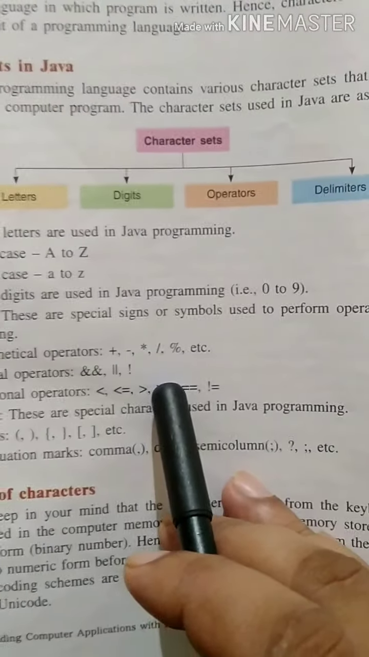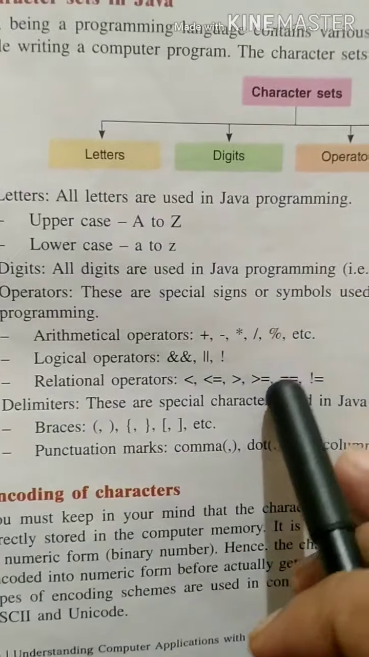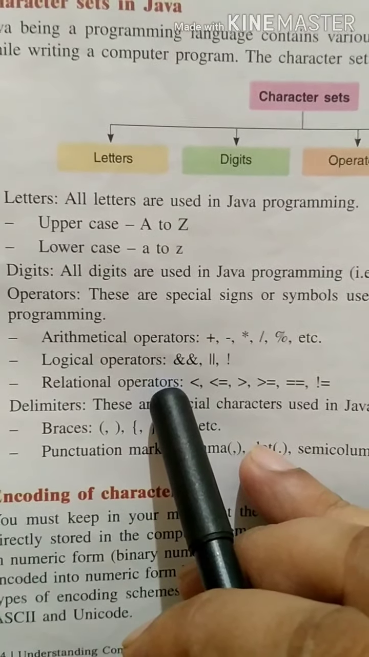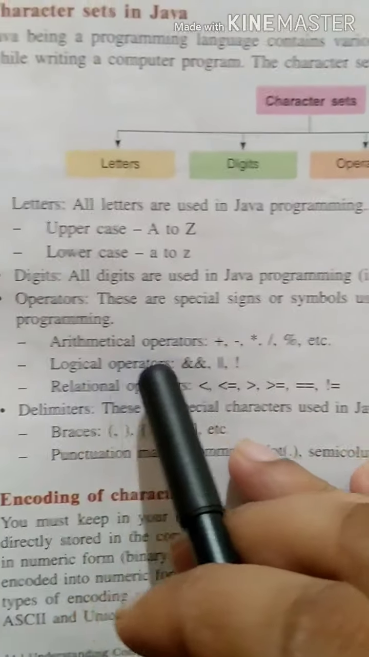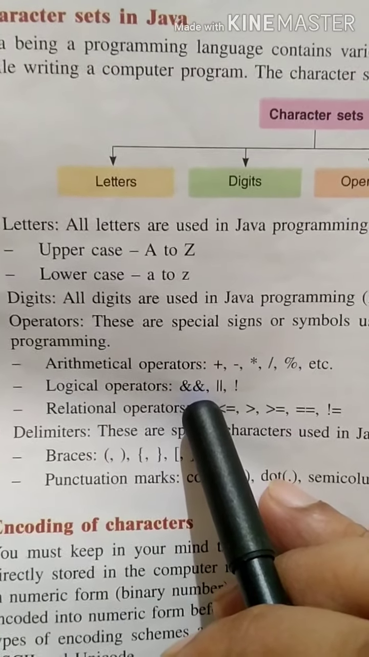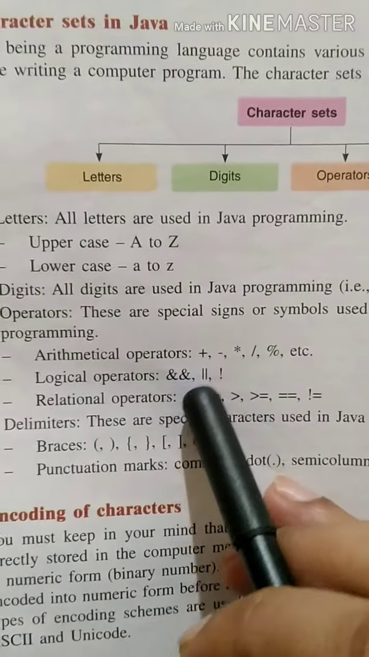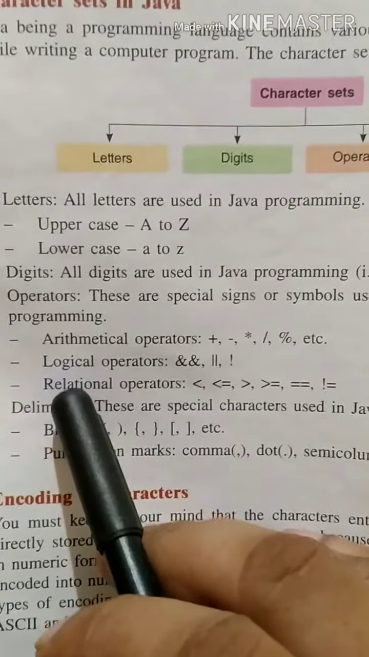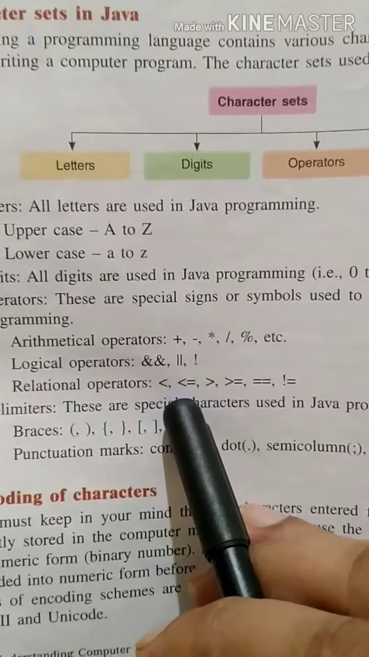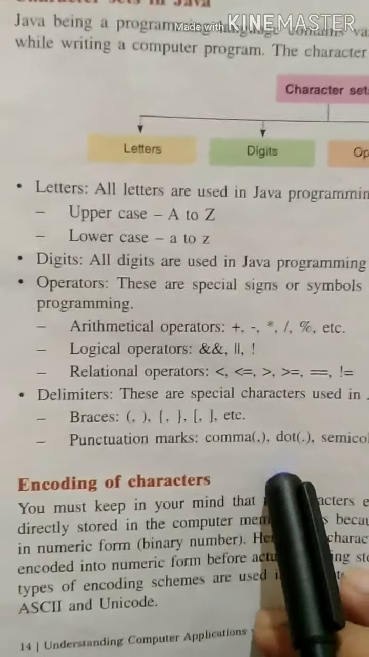Operators: we have many types of operators, like arithmetical operators: plus, minus, multiplication, division, percent sign, etc. Logical operators, which relate two things, like and, or, not. Relational operators: less than, less than or equal to, greater than, greater than or equal to, not equal to.